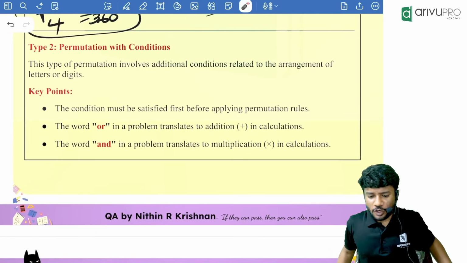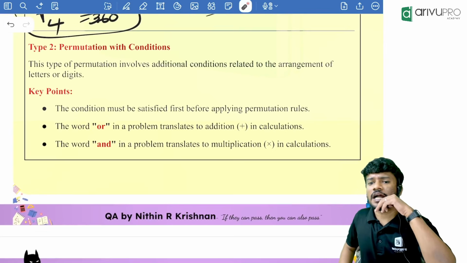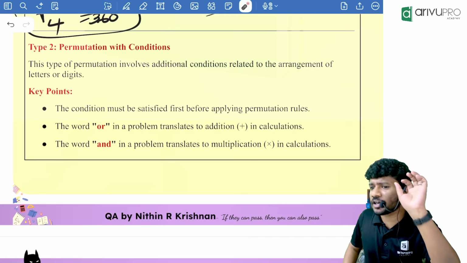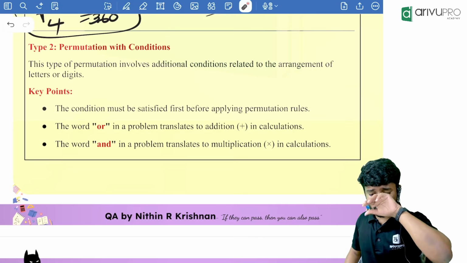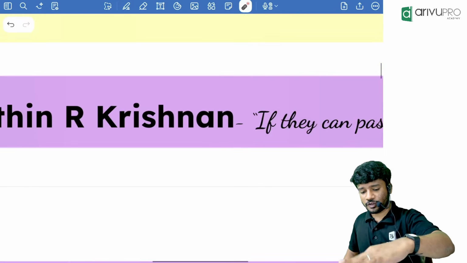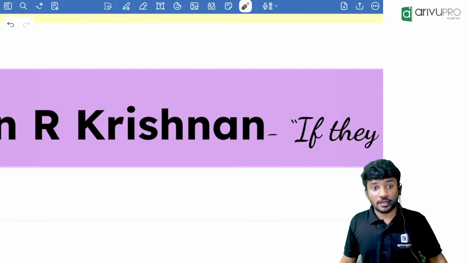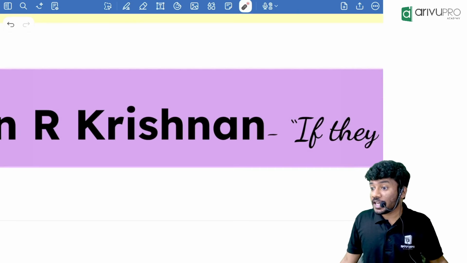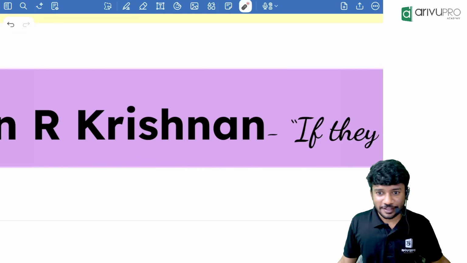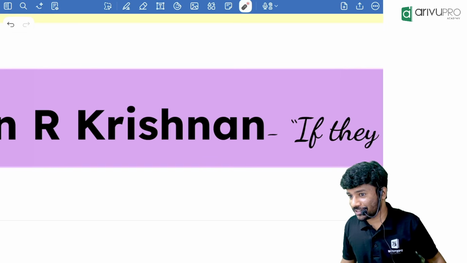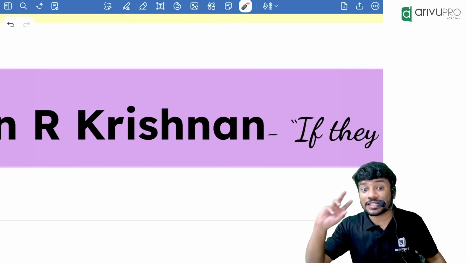Fine. Look here. Now we are going for questions with a condition. Condition means they will give a particular condition. If I want to form a new word using the letters of the word Krishnan, they will say that the new word should not have K in the beginning. The new word should not have R in the beginning. Likewise, they will ask the question. That is a pattern of question that can come for examination. That is called a condition.